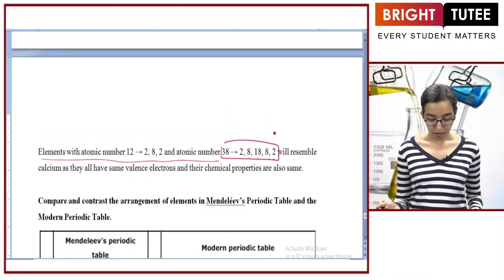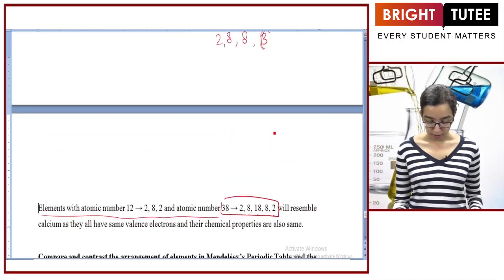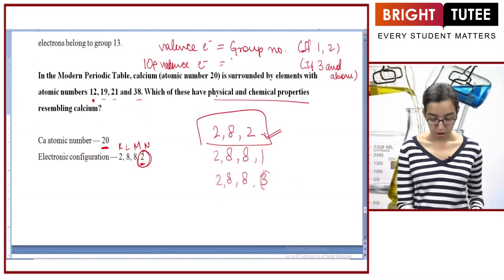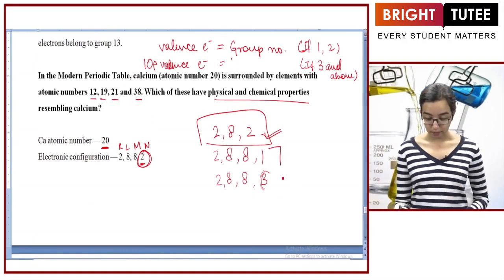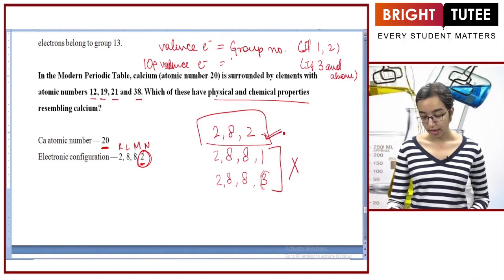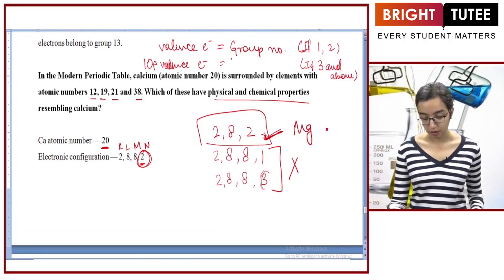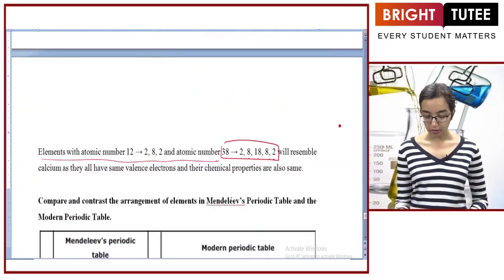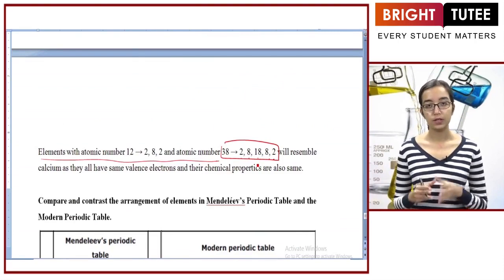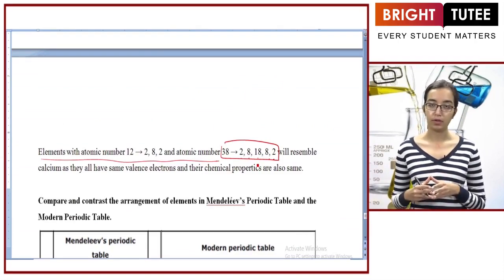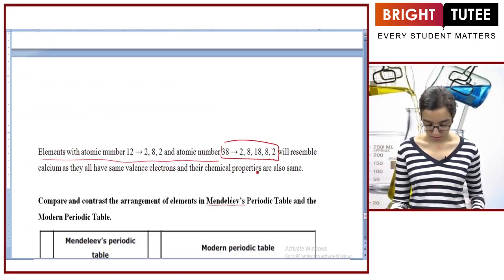But again, let's go back to it. So we have 12, 19, 21 and 38. We know that 19 and 21 are not the answers, and the element with atomic number 12, which is magnesium, we know is the answer, and for 38 you will have to remember the configuration to understand it. So these two will show similar properties because they have the same number of electrons in the valence shell.